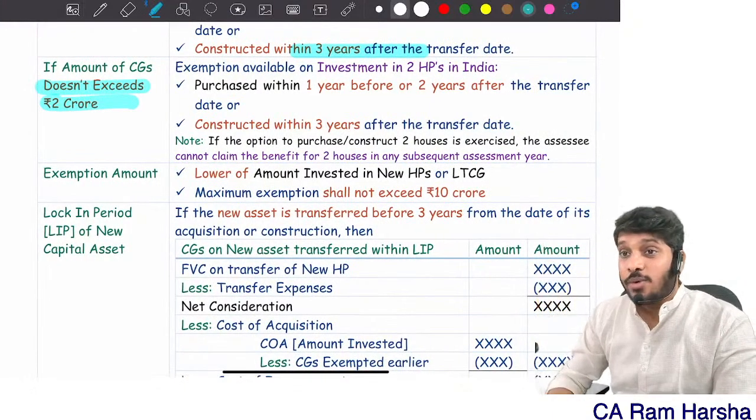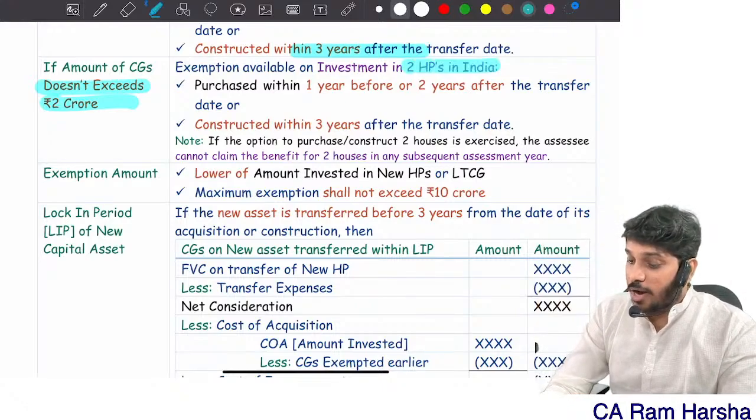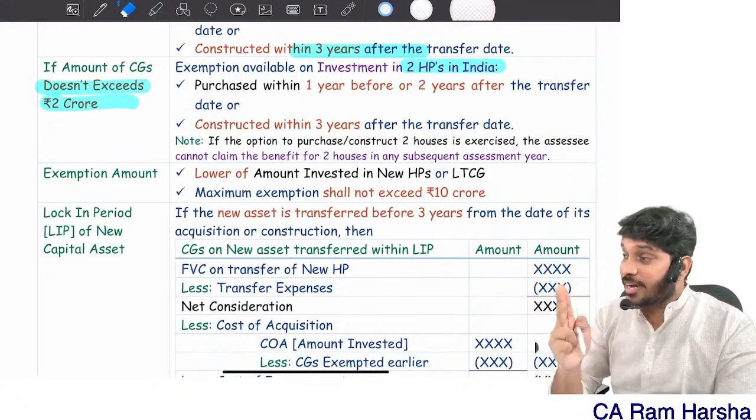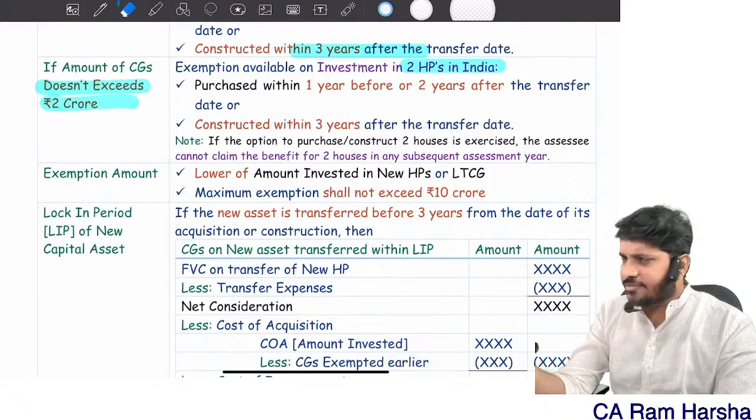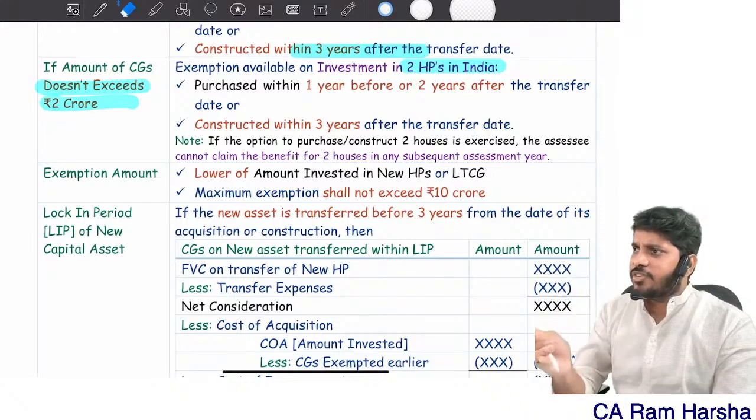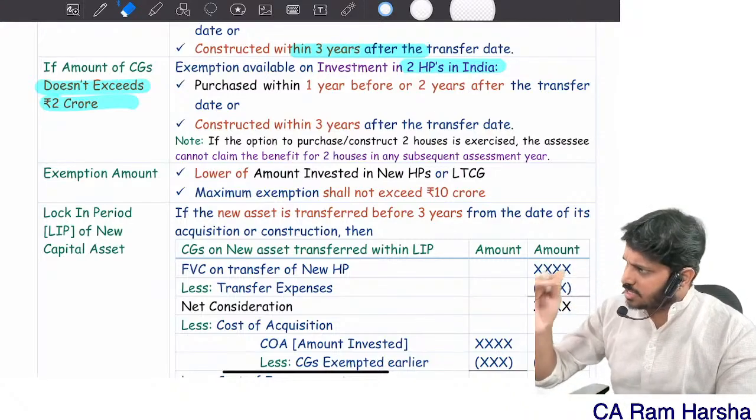Next, sir, capital gain is less than or equal to 2 crores. My gross gain is less than or equal to 2 crore. Then you have 2 house property options. Then you can invest in 2 houses. Same time limit: 1 year before, 2 years after the date of transfer for purchase, 3 years after the date of transfer for construction. The time limit is the same.